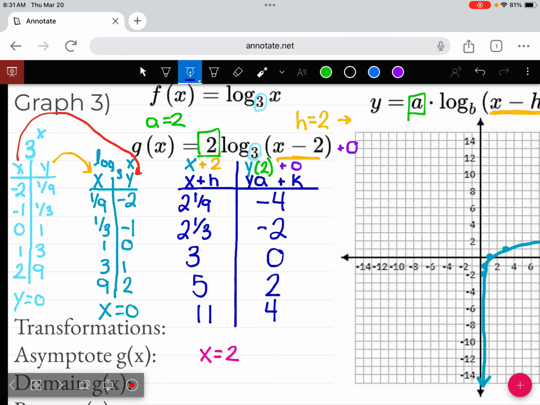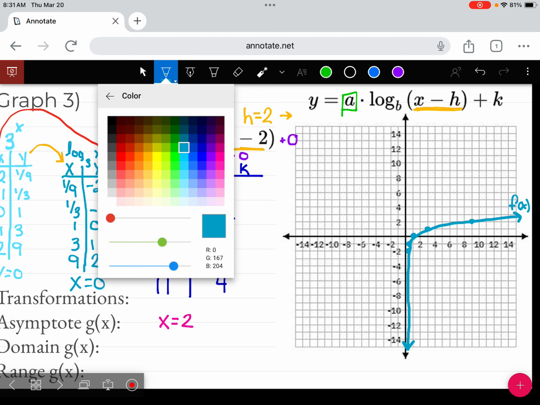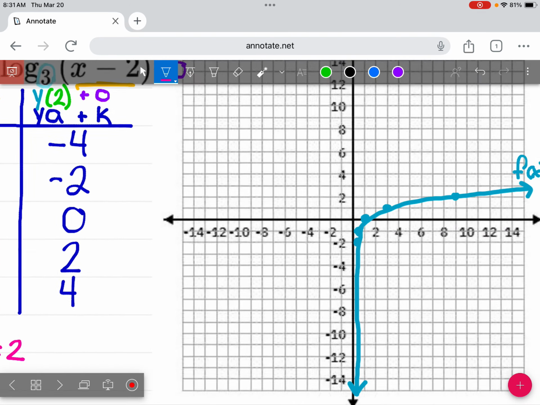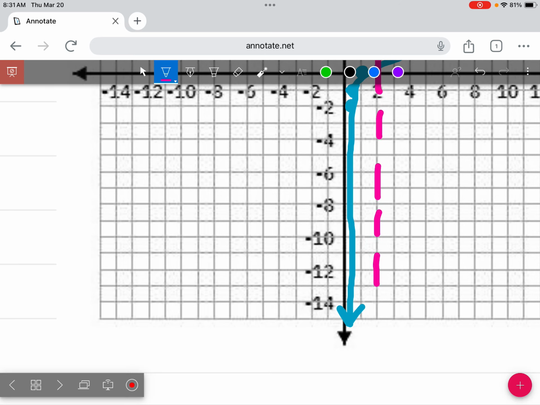So that gives us all the pieces we need to plot. The first thing I'm going to graph is I need to graph my asymptote. You have to draw in the asymptote. At x equals 2 means we have a vertical line right here. Traditionally, we do our asymptotes as dotted lines.